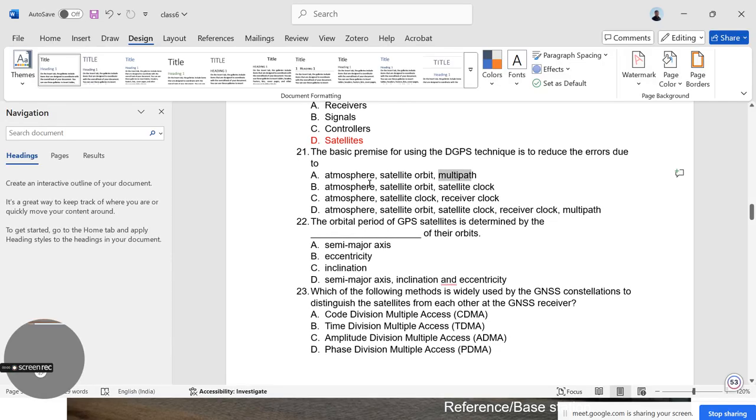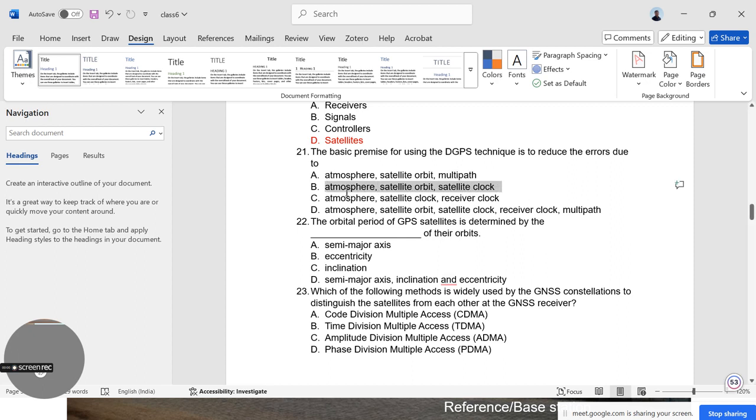Similarly, if we take option B, atmospheric and satellite, yes, but receiver, see, we will have a receiver at the base station and also at the rover. So both receivers are different, so they have different errors. So receiver is also not true.